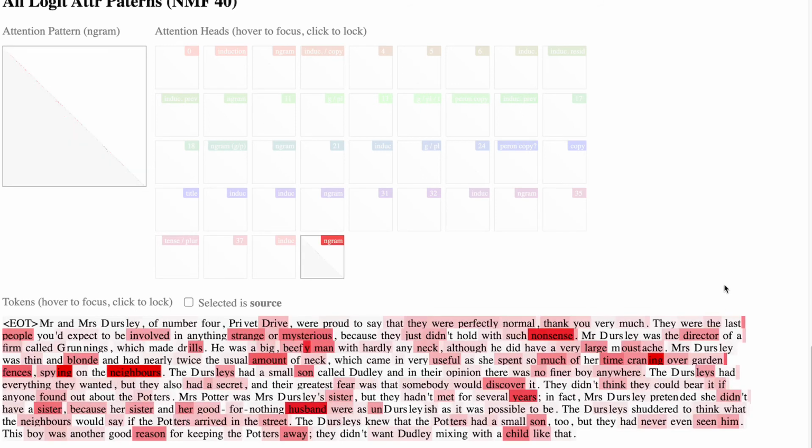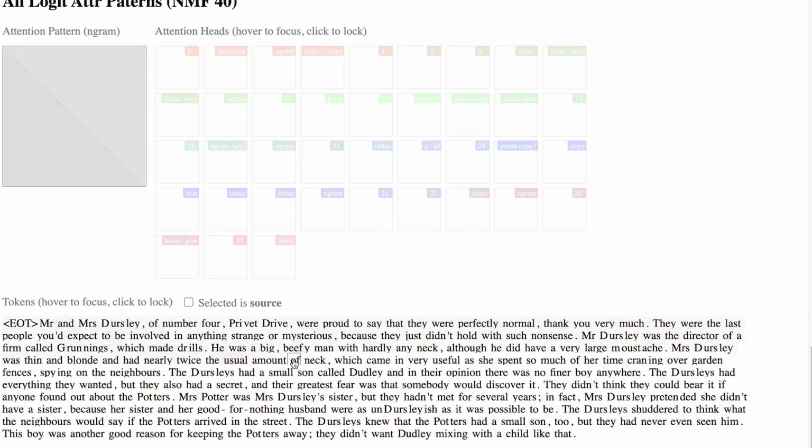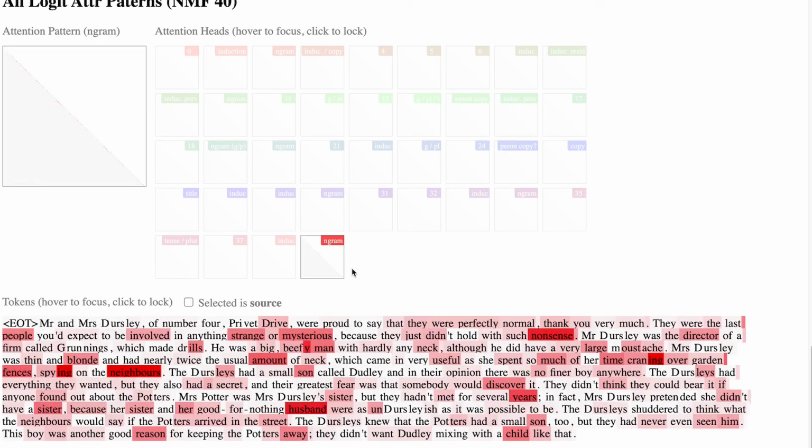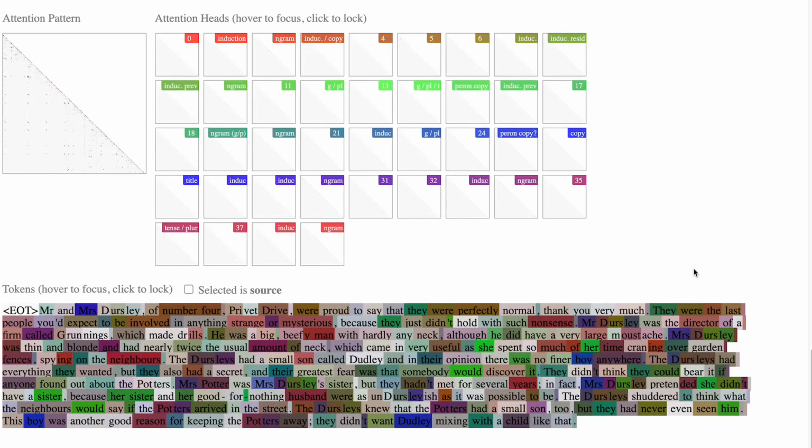Let me switch back to this view so that I can see some other ones. A son on the neighbors, over fences. The amount, in strange, which makes me think of "God works in strange and mysterious ways." Sorry, there was a technical glitch there. Yeah, let's look at some other ones. So those are the n-gram ones.